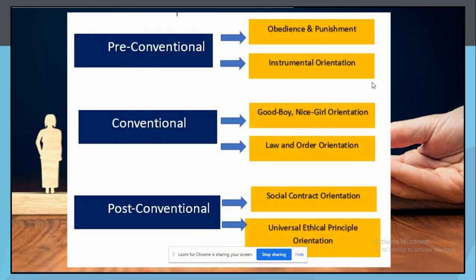I want you to remember, and let's have a short recap regarding the three levels, what we call pre-conventional, conventional, and post-conventional level according to Kohlberg's stages of moral development. And each level contains two stages.